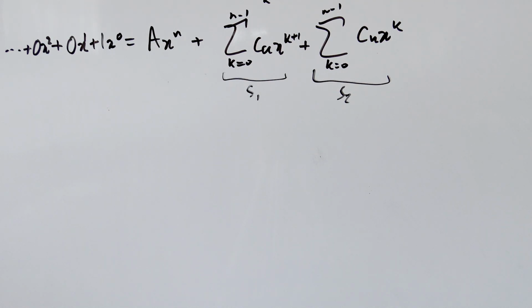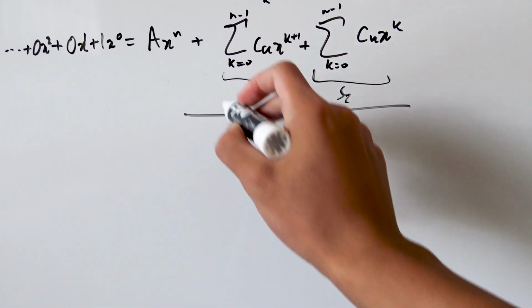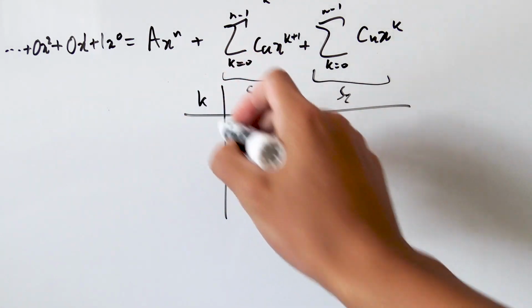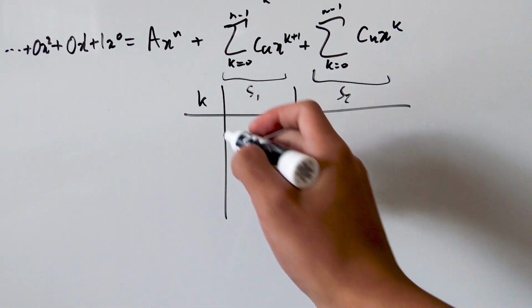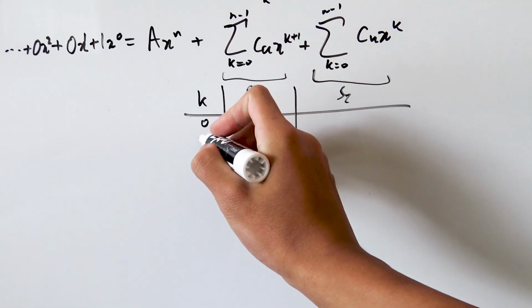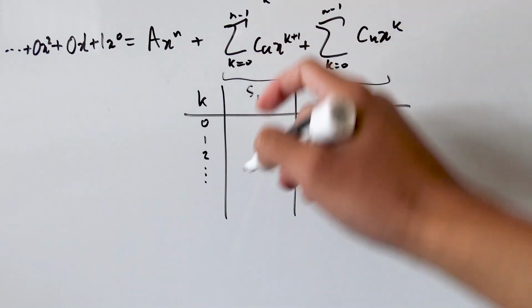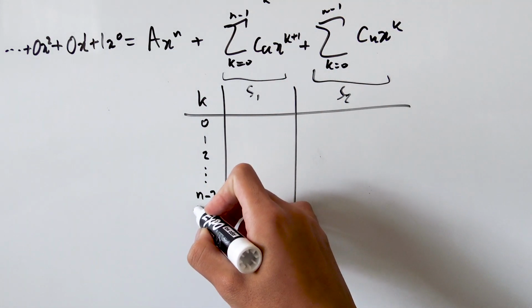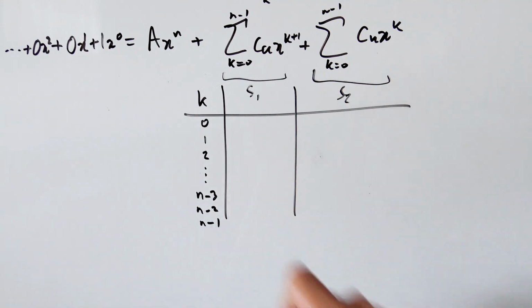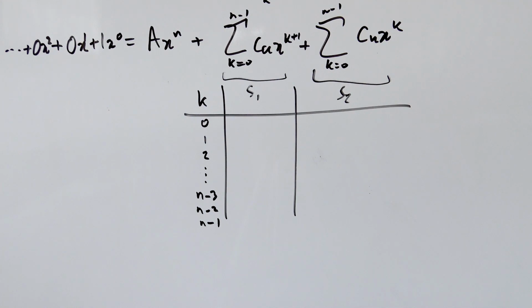So why not draw up a little table where we can sub in values of k and see if any patterns emerge. I'll keep these S1s and S2s here, and I'm going to draw up a little table here, and we're going to add a column for our k. Let's start listing some values for k. k is going to start at 0, and the next value of k will be 1, and then 2, and then it's just going to keep going. And just before it ends at n minus 1, it's going to reach n minus 3, n minus 2, and then finally n minus 1. We only need a couple of k values to work with, just to establish some kind of pattern.